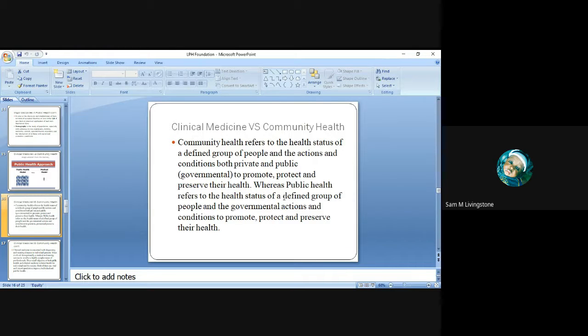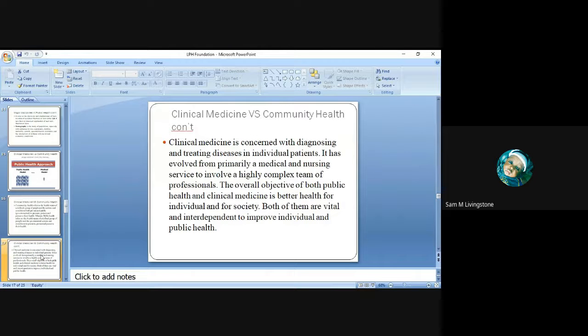Community health refers to the health status of a defined group of people in an area, maybe by a private or government initiative, which aims to promote, protect, and preserve their health. Public health similarly refers to the health status of a certain group of people. It can be private or government action, continuing to promote, protect, and preserve life. Clinical medicine is concerned with the diagnosis and treatment of disease in an individual patient. It has evolved from primarily medical and nursing service to involving a highly complex team of professionals, laboratory technicians or technologists, medical doctors, and the list goes on.